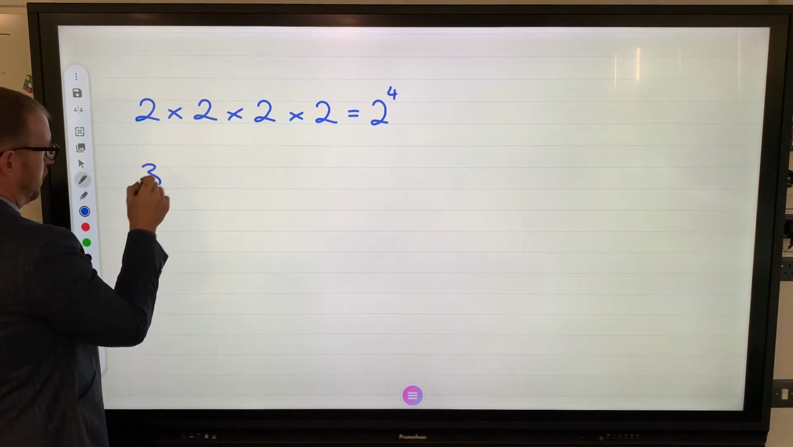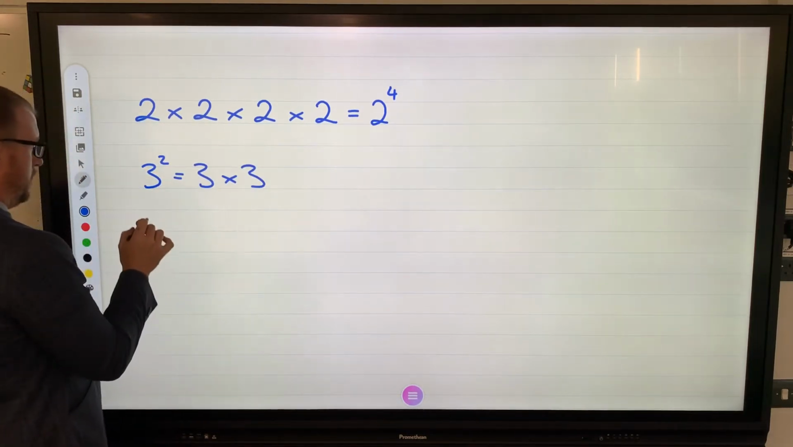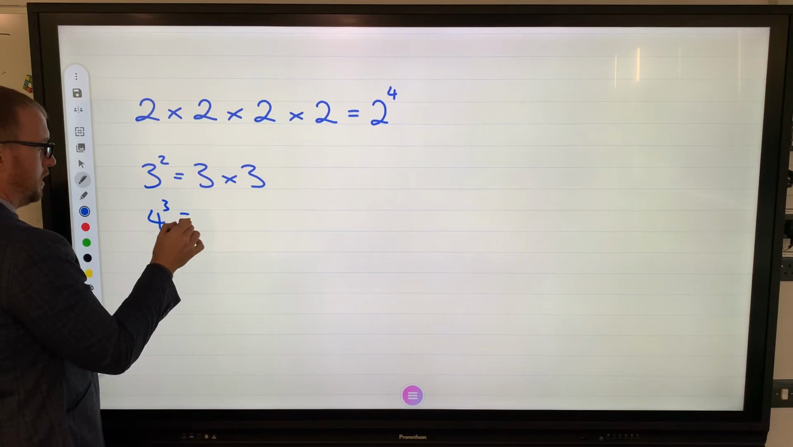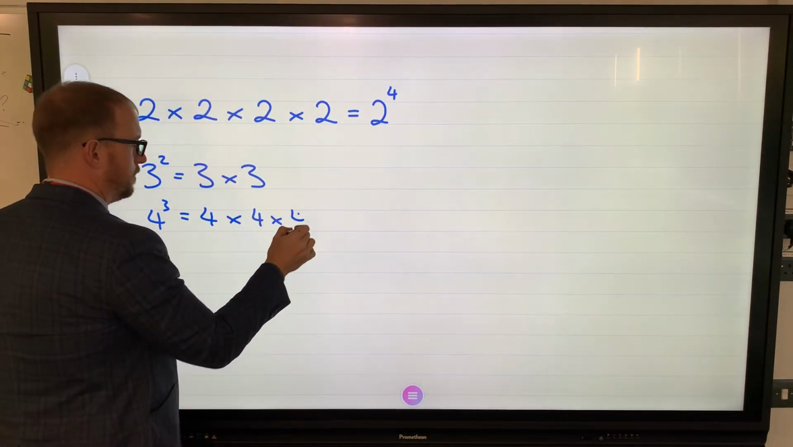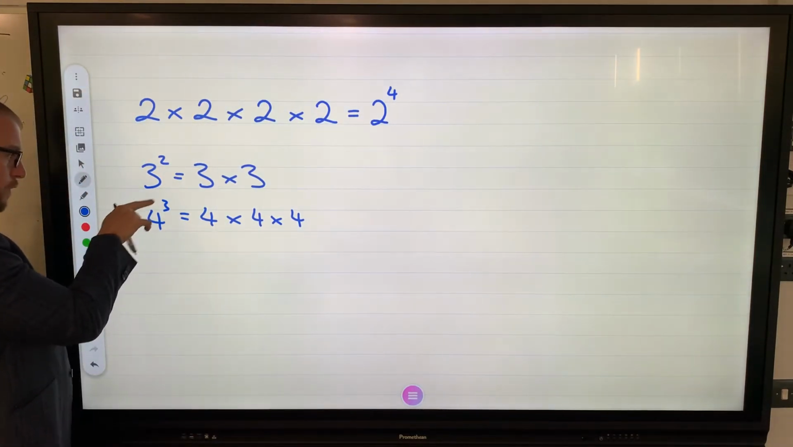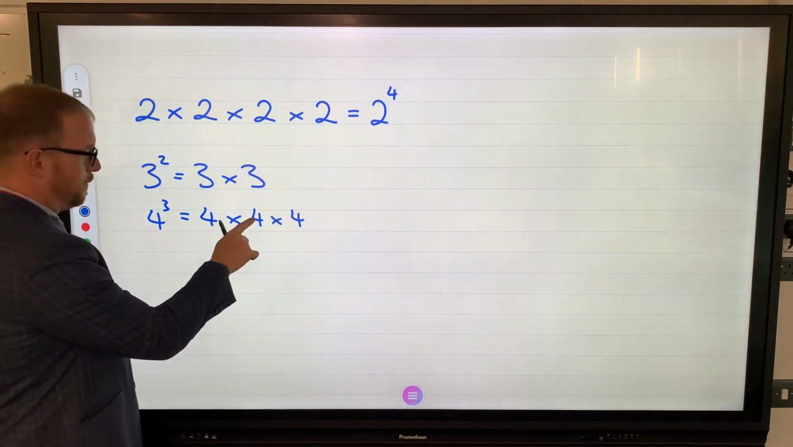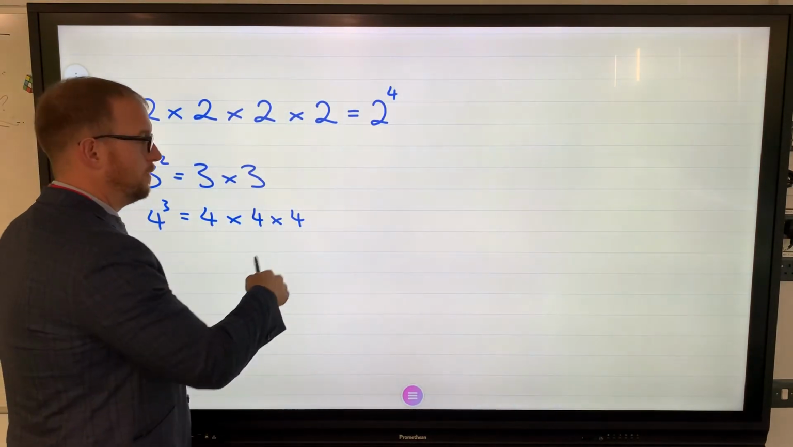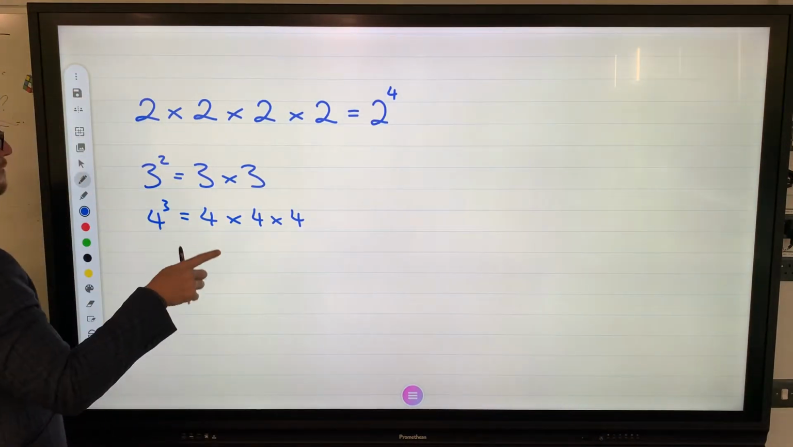You know that 3 squared is the same as 3 times 3. You know that 4 cubed is the same as 4 times 4 times 4. The answer is not 12. And if you're tempted, I've got 3 4s here. You're tempted to say 12, but it's not. 4 times 4 is 16. 16 times 4 is 64. So be careful when it comes to powers.